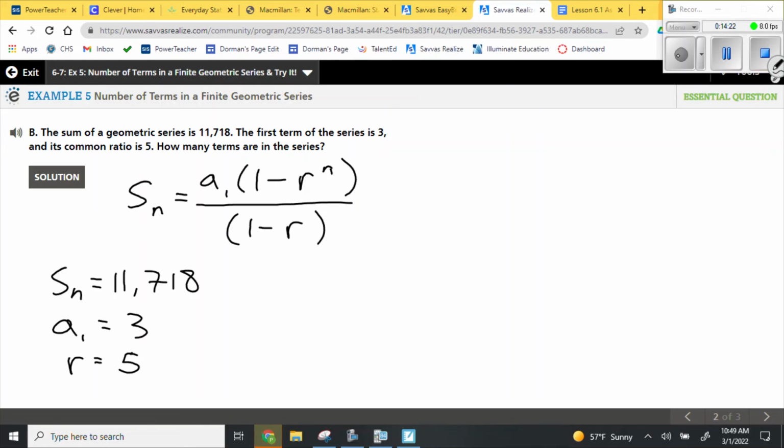All right, so what do we got then? 11,718 is equal to 3 times 1 minus 5 to the n power. We don't know what that is. And then we've got, this is 1 minus 5. Okay, let's solve this thing.